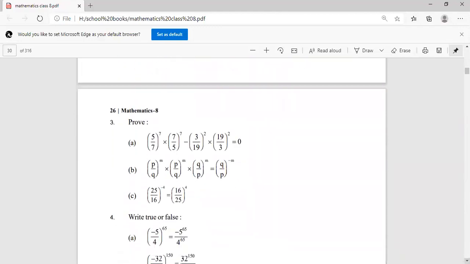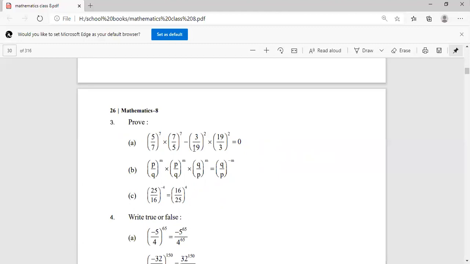Question number 3, I will tell you how to solve it, but the solution part you have to do by yourself. I'll just be telling you right here. Once again, you have to solve the left hand side part and find the overall value. Whenever you take the left hand side part, you will get a value. If the value is equal to the right hand side part, then this will be proved.